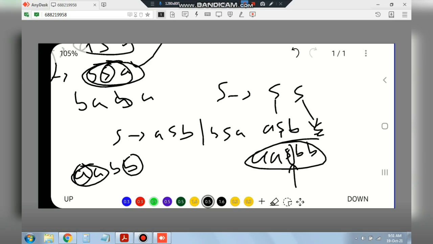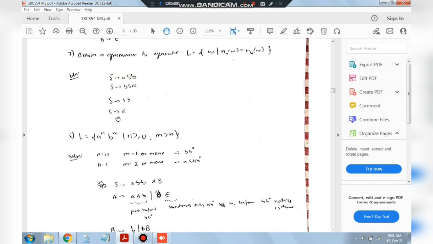So I guess it should be just S goes to SS, but I'm not sure of it. Let me confirm it. But for now, you got the point, right? We'll have to generate such strings. So for that, we'll be using S goes to SS. Okay, and finally we'll have S goes to epsilon also, which we had written earlier.